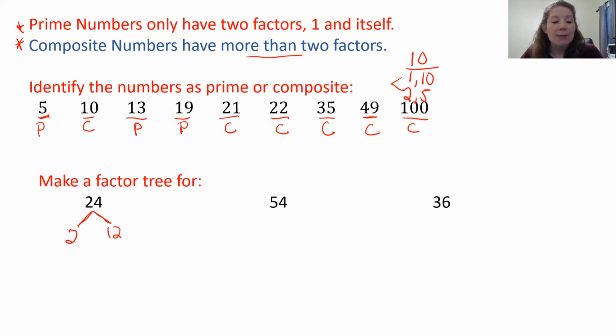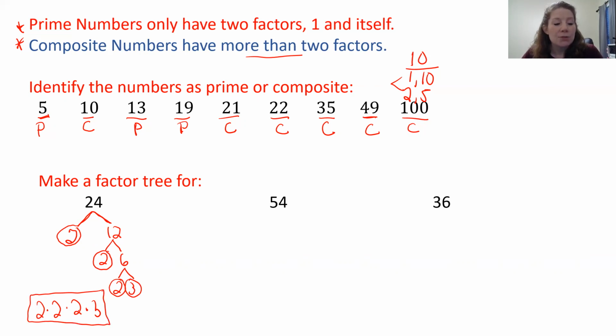When I get to a prime number, I circle it. And then I want to know what are the 2 factors of 12. So besides 1, 2 and 6. So there's another prime number. And then 6 has 2 factors besides 1 and itself, and that's 2 and 3. So the prime factorization of 24 is 2 times 2 times 2 times 3. And I can find this by making a factor tree.